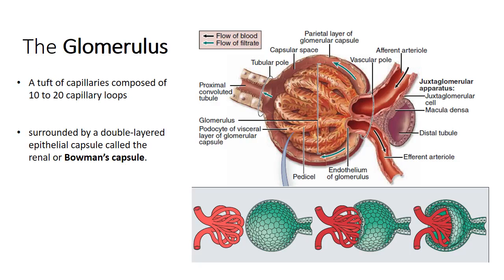Within the renal corpuscle, we can see the glomerulus, which is a tuft of capillaries formed of about 10 to 20 capillary loops surrounded by a double-layered epithelial capsule called the renal capsule or Bowman's capsule. As we discussed in part 1 of our lecture, this tuft of capillaries is formed by branching from the afferent arteriole within the renal corpuscle. So here we have the afferent arteriole, which will branch into several capillaries, and these capillaries will merge together to form the efferent arteriole.